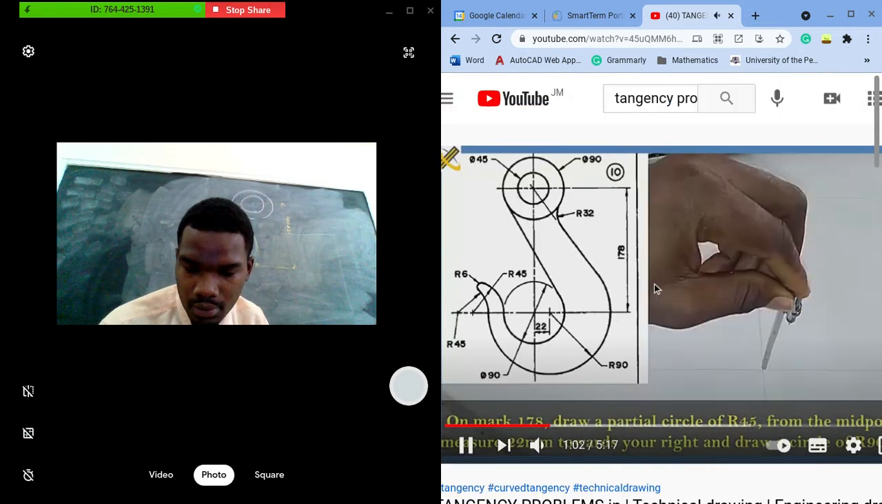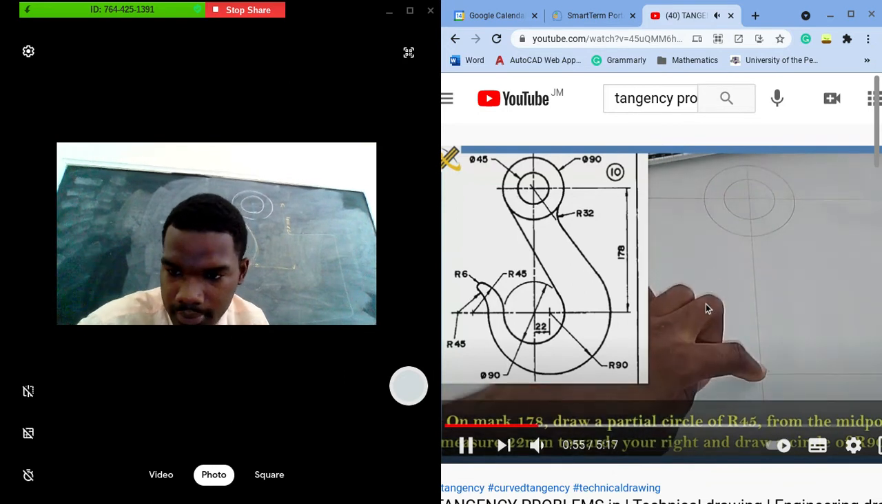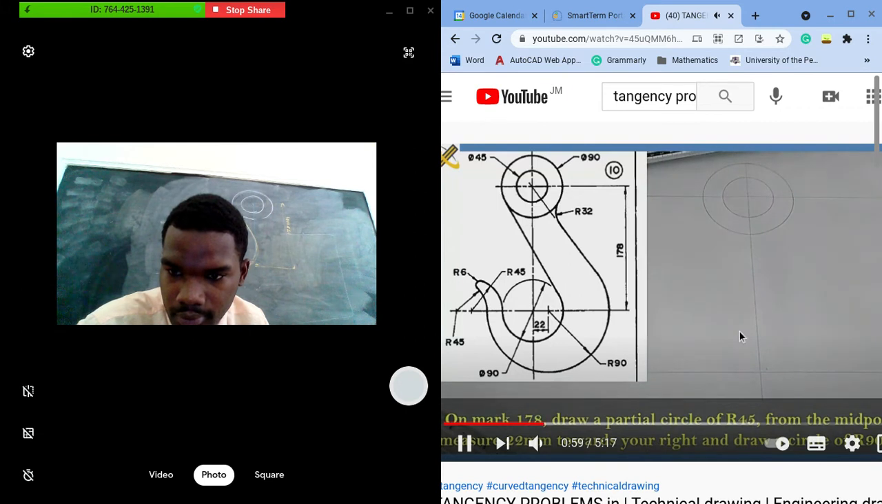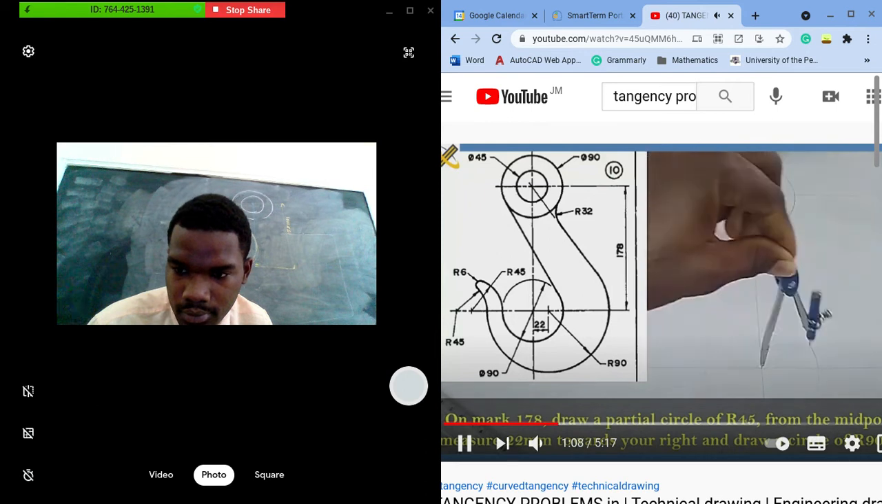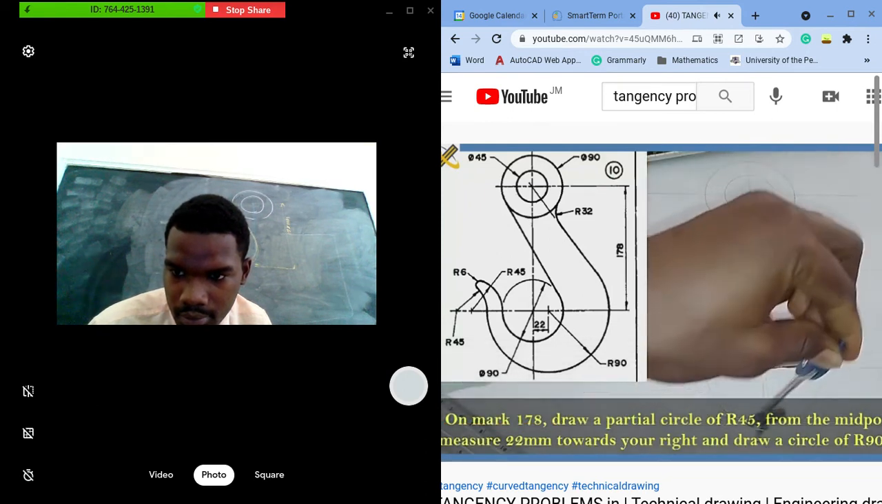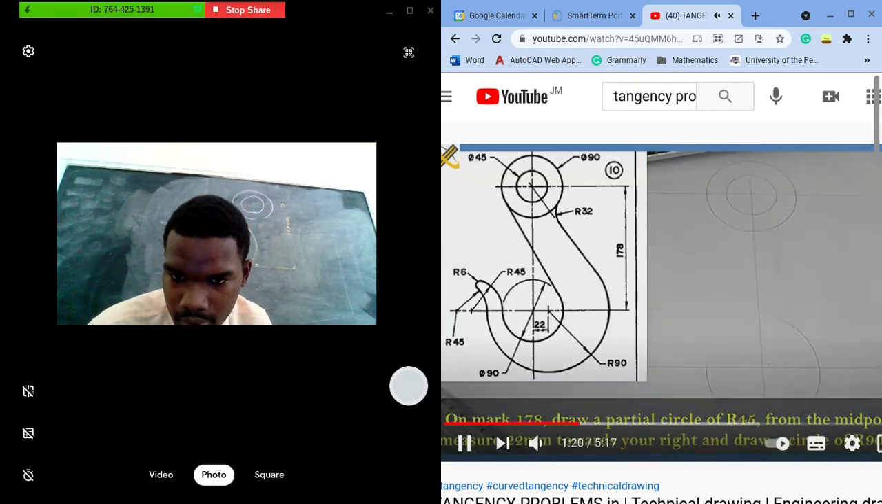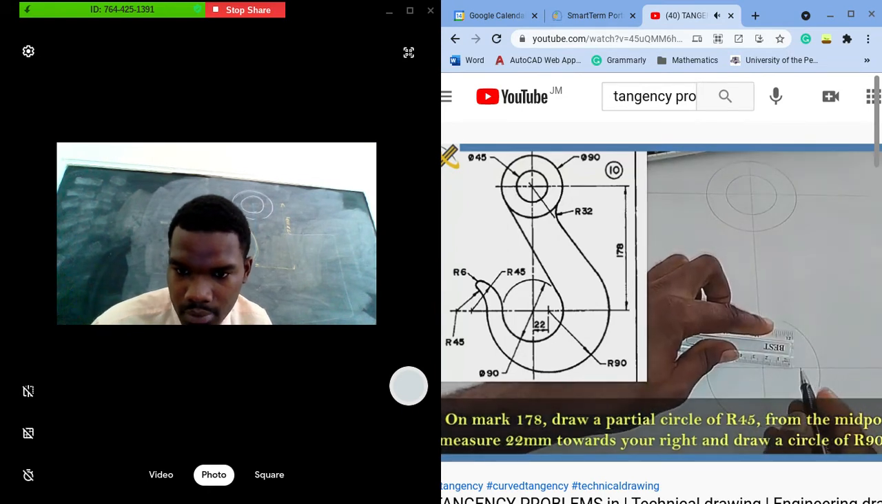Diameter 90. We are told that from the midpoint here, the diameter of the circle was diameter 90 also. So I'm going to pick a radius of 45 and draw the circle here, diameter 90. I'm going to replicate the same thing. It ends here. After doing that, we are told that the distance from the center here towards this area is 22.